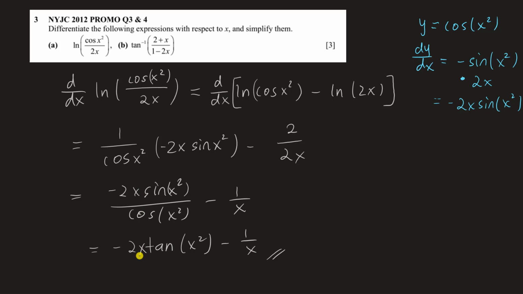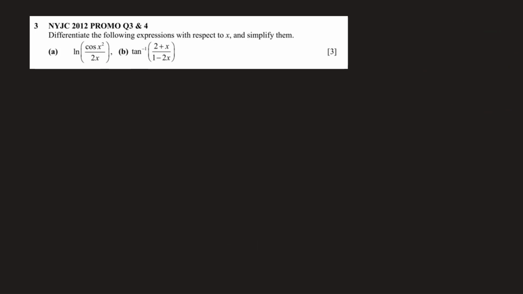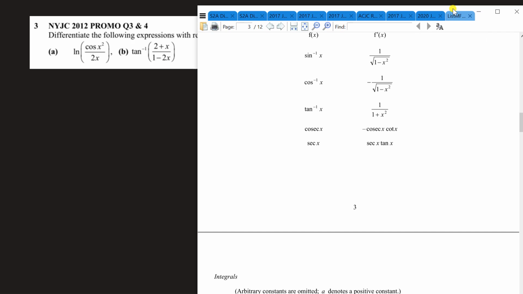Part B, differentiating tangent inverse of (2 plus x) over (1 minus 2x). So let me just bring this down. So tangent inverse of (2 plus x) over (1 minus 2x). Point to take note, you can use the MF26 here. Let me just show it to you again. So MF26 says this. Differentiating tangent inverse x gives you 1 over 1 plus x squared.